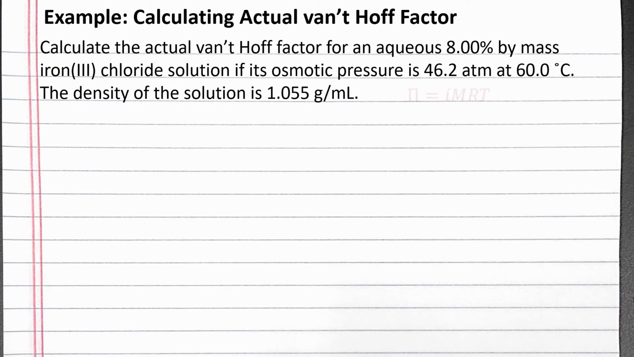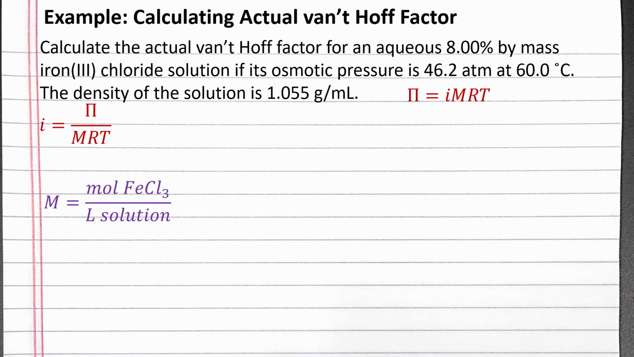We can start with our equation for osmotic pressure, which equals the van 't Hoff factor times molarity times the ideal gas law constant times temperature. Rearranging this equation, we can solve for the van 't Hoff factor. To calculate molarity, we will need moles of iron(III) chloride per liter of solution.